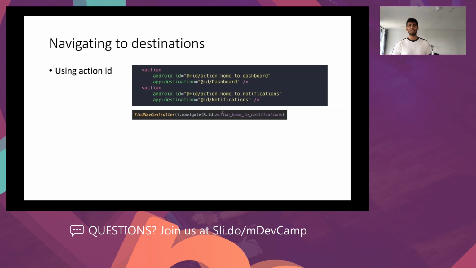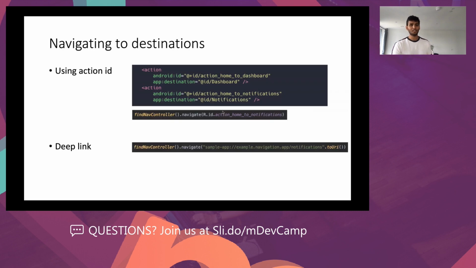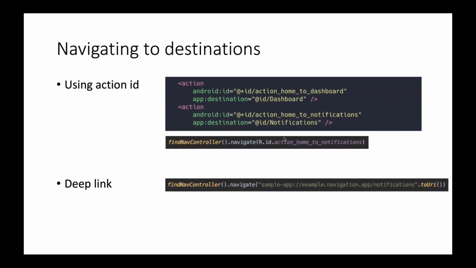You can do it on click or on swipe. You get to decide when you call this navigate, but when you do this, it will navigate to the destination declared by this action. Right? This is good. And I talked about deep links. Each destination can also have a deep link, which is a URL that you decide for each destination. So you can also use deep links to navigate to a destination if you prefer.